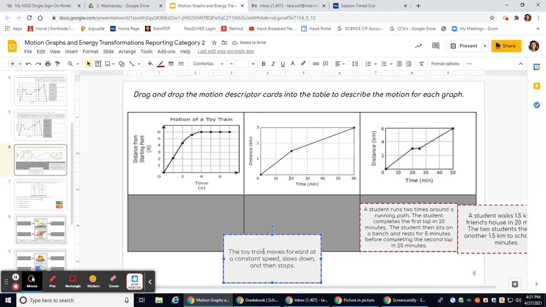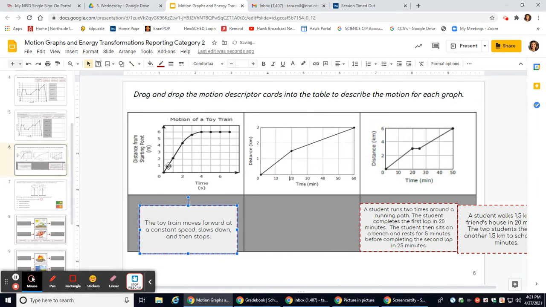A toy train moves forward at a constant speed, slows down, and then stops. So this would be this graph here, because you have a constant speed here from here to here. But then when you start to have a curve, it means you slow down. So I have a constant speed, a curve means I'm slowing down on a distance time graph, and then a flat line means I am stopping.